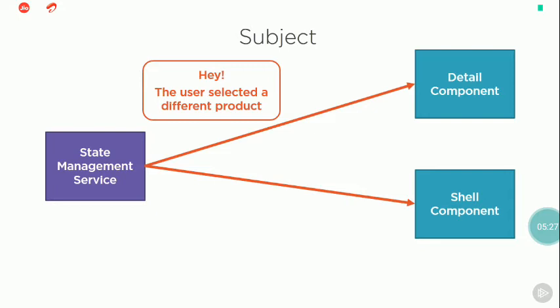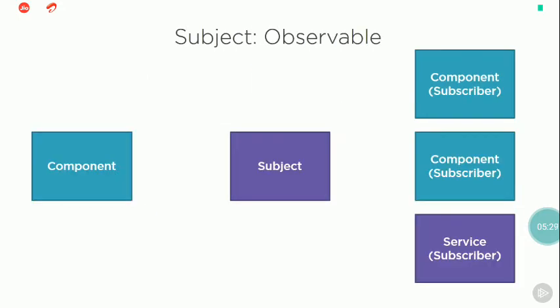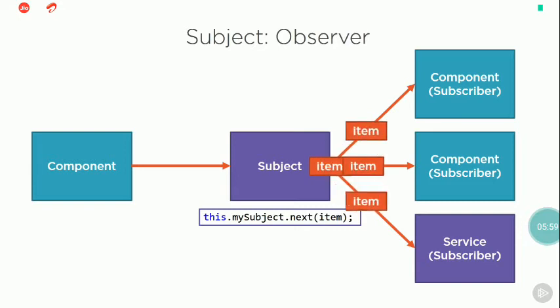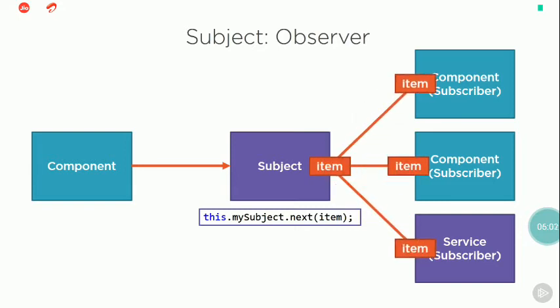But what is a subject? A subject is a special type of observable that can multicast a value or event to multiple subscribers. Any component or service that subscribes to the subject's observable will receive notifications. A subject is also an observer. An observer allows us to push new data into an observable sequence. Any component or other service can feed new values into the subject using its next method. The new value is then multicast to all subscribers.